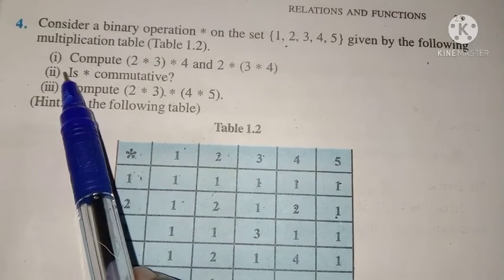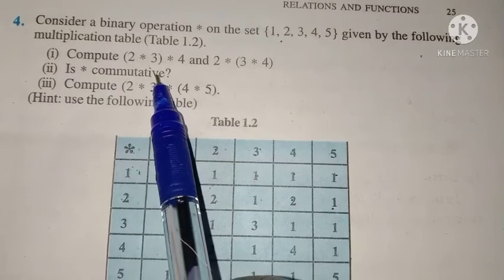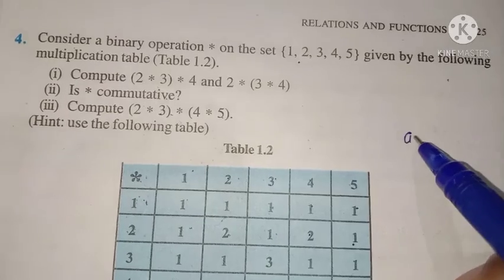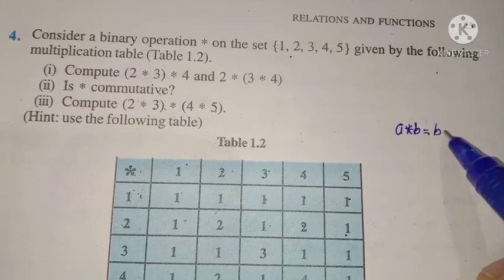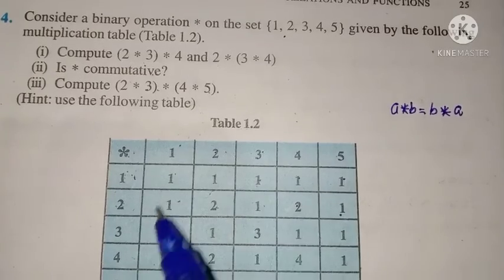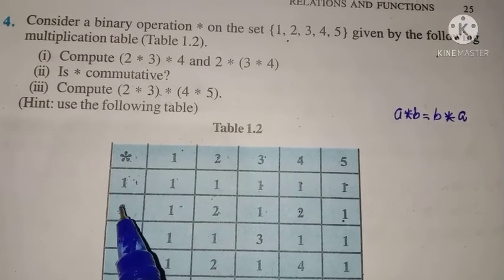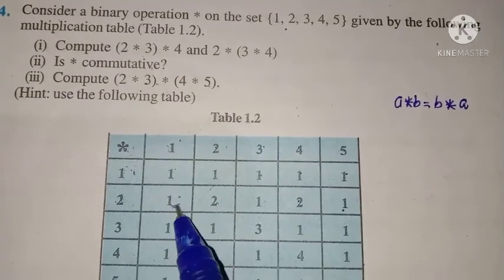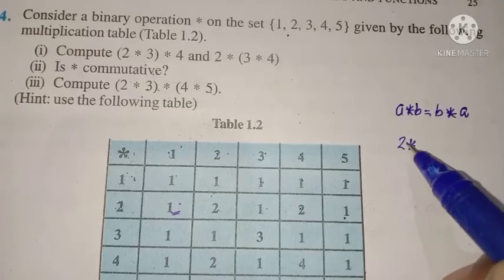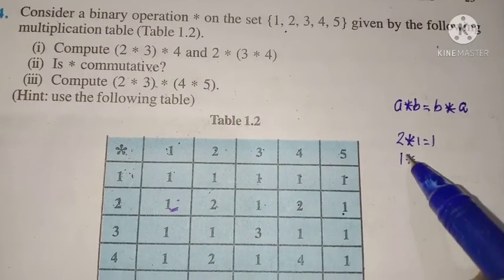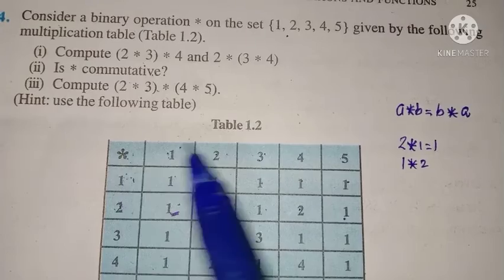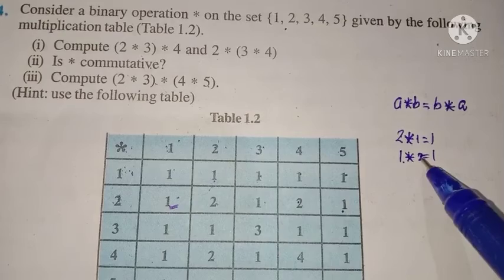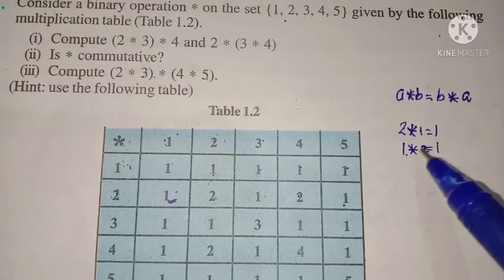So, see the second question, is star commutative? When we say an operation is commutative, that is A star B is the same as B star A. So, just take any examples. For example, 2 star 1. What is 2 star 1? 2 star 1 equal to 1. What about 1 star 2? 1 star 2 is again 1. So 2 star 1 is the same as 1 star 2. So star operation is commutative.